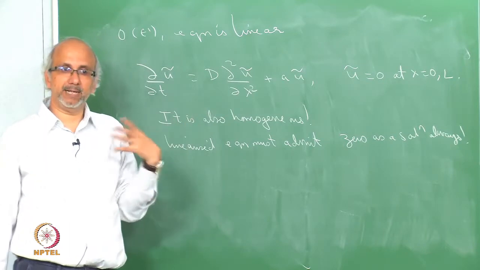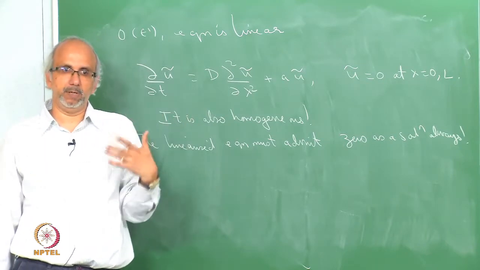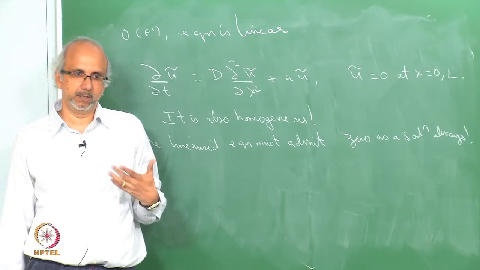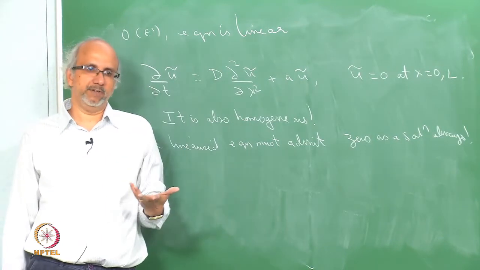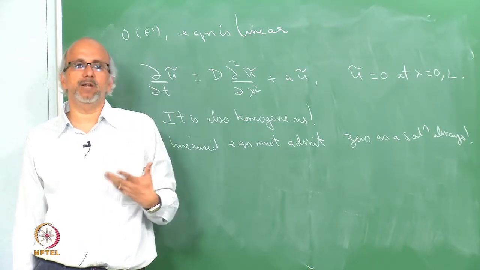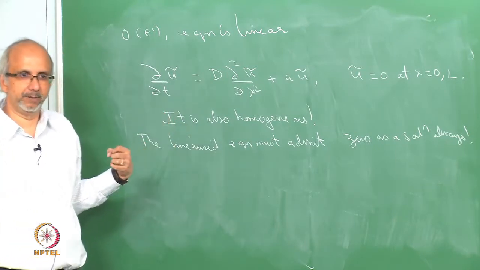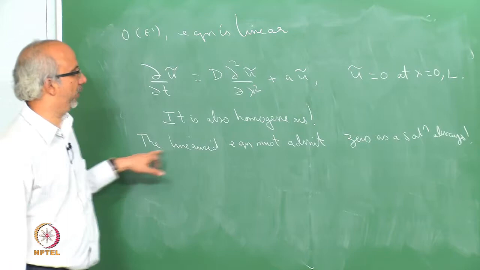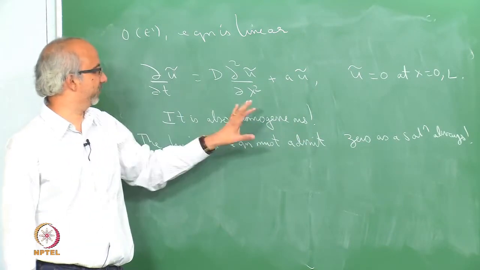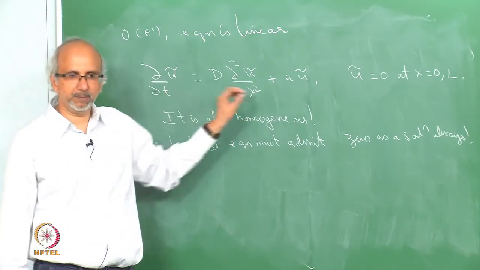So this is something like an eigenvalue problem. If you remember, Ax equals lambda x. X equal to 0 is always a solution. There are some values of lambda for which you have a non-zero solution. So that's the kind of thing we are looking at here. So 0 as a solution must always satisfy this, no matter what the parameters are.